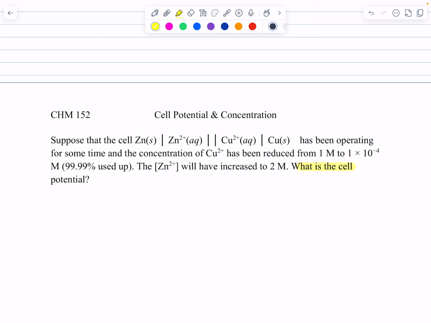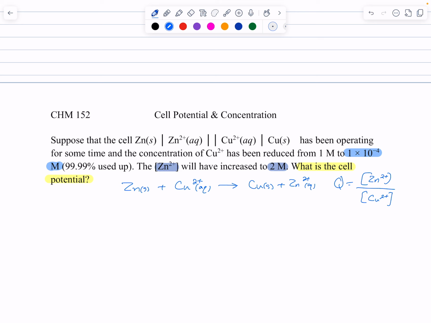So we have the copper is that, and the zinc is that. I like to write out the equation: Zn solid plus Cu 2+ going to Cu solid plus Zn 2+. Q then would be Zn 2+ over Cu 2+, if we do our reaction quotient that way.